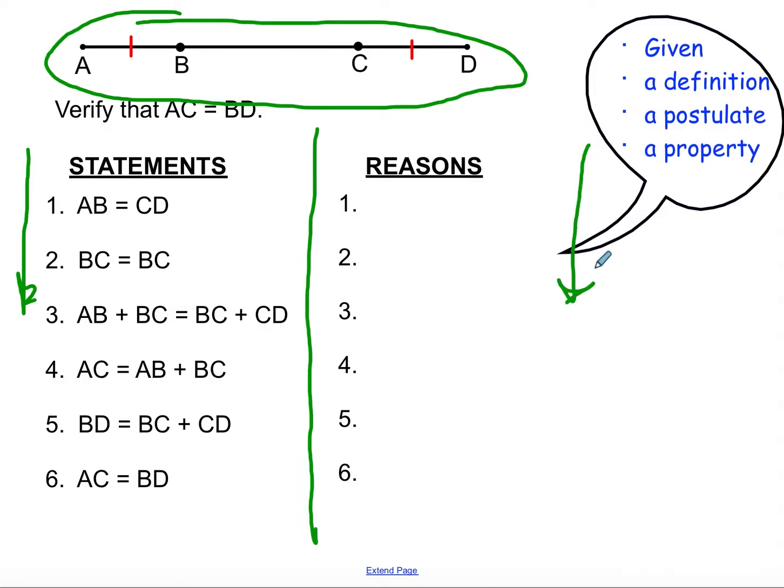reasons. And so how we're going to introduce proofs to you is we're going to prove this using a two-column proof first, and then we're going to go back and actually write what's called a paragraph proof using the exact same argument so that you can see both of these. Okay?